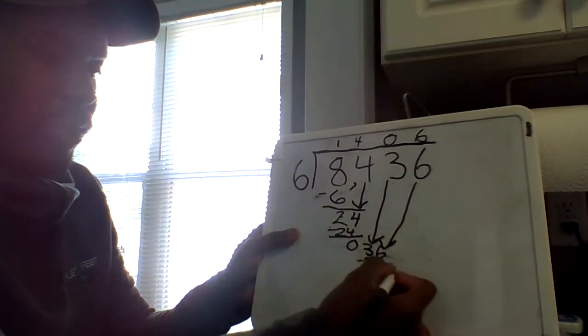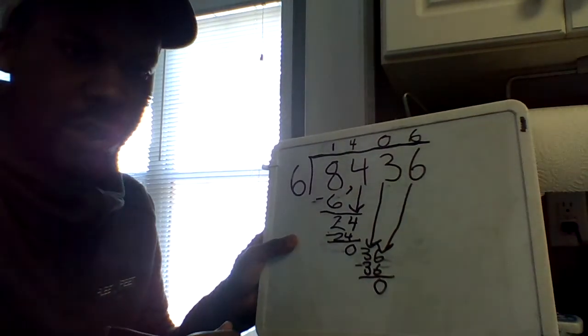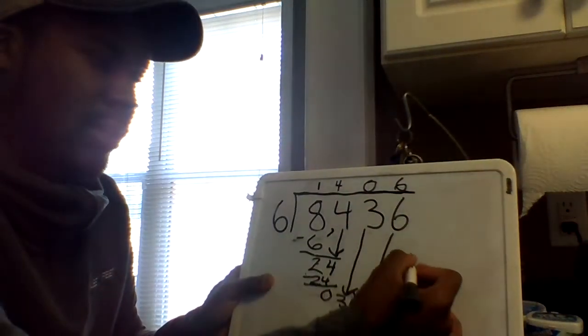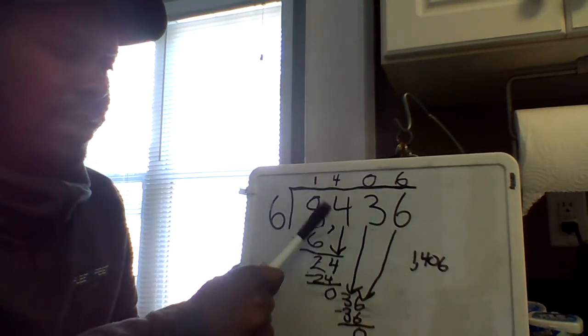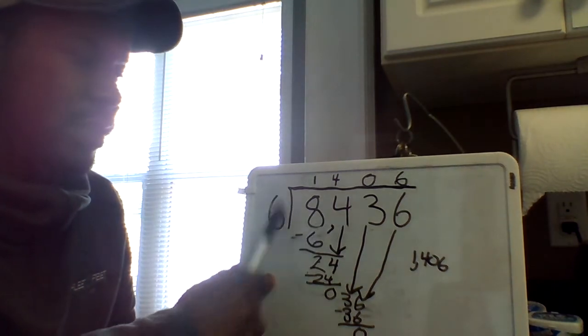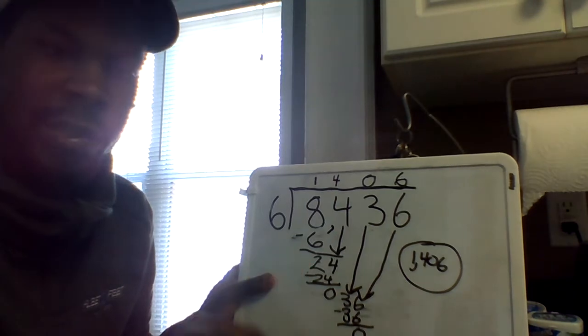6 times 6 is 36. What is 36 minus 36? That is 0. So our quotient or answer is 1,406. So when I divide 8,436 by 6, this is the answer I get. I'm going to get us started for our next problem.